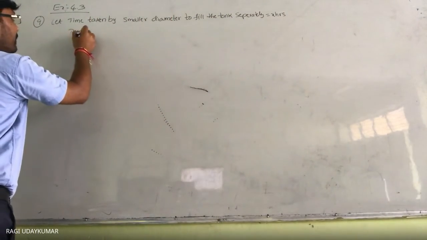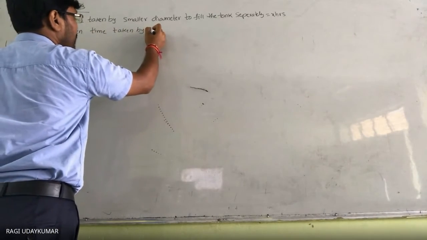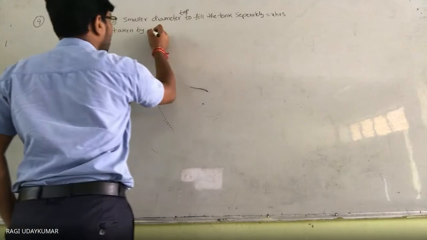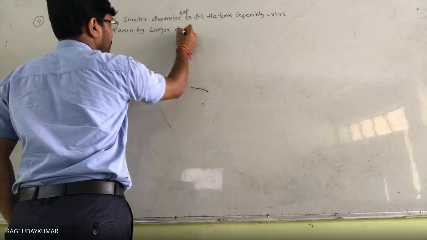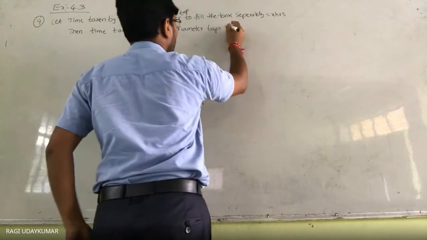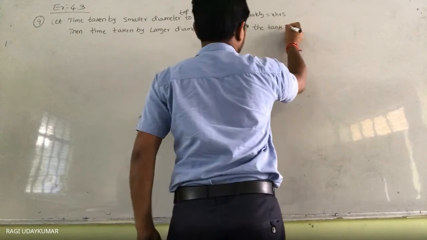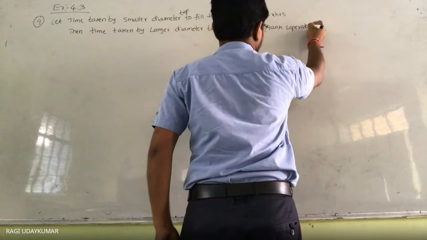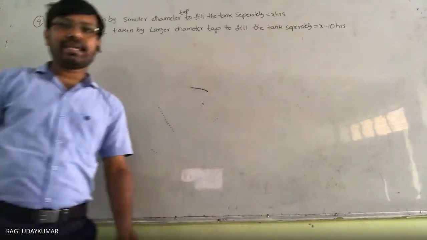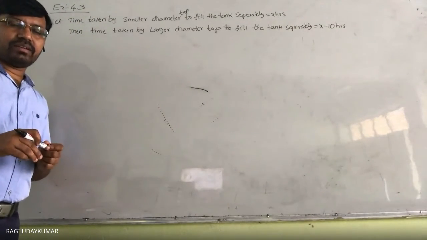Then the time taken by the larger diameter tap to fill the tank separately is equal to X minus 10 hours. It takes 10 hours less time. Then the time taken by the smaller and the larger diameter taps is given.